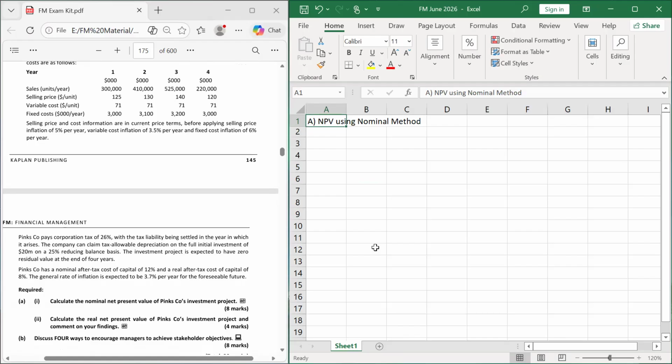So I'm going to draw the format here as well. 4 years, so the life of the project. So year zero, year one, year two, year three, and year four. Initial investment. Well, wait a second. I can write it here as well.